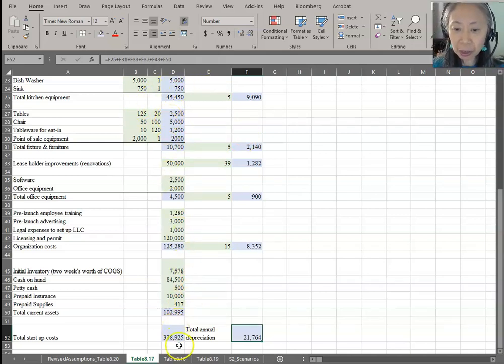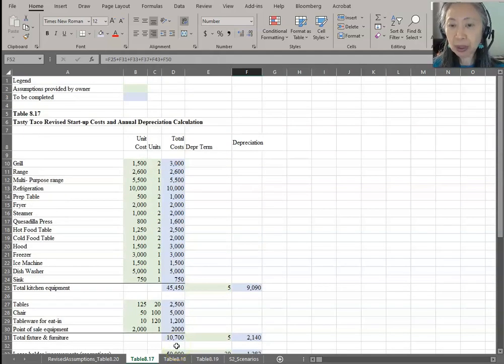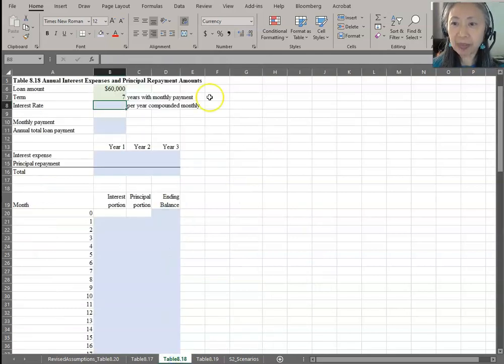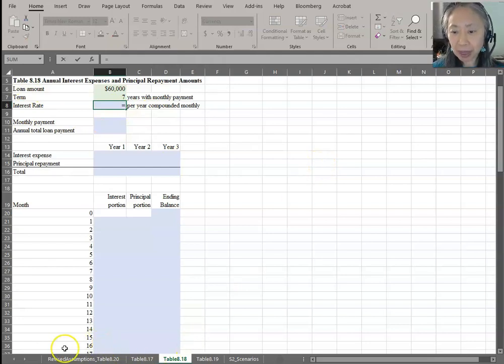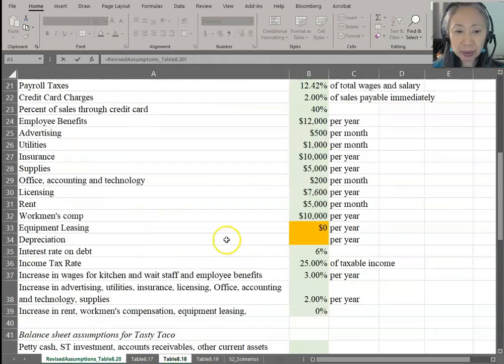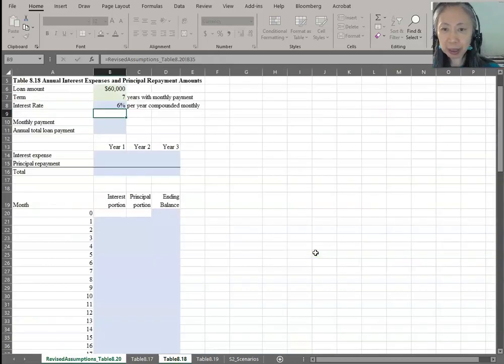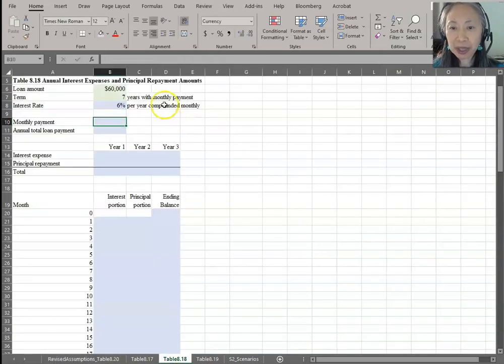The owner doesn't have enough cash to fund the entire startup cost, and therefore he decided that he will take out a loan. Again, all this information is in the textbook. Next, let's take a look at that loan that's located in table 818. The owner is going to take out a $60,000 loan, and it has a 7 year term with monthly payment. The interest rate is actually listed in the assumption page, so we're going to pick that up here. Interest rate is assumed to be 6% in the base case, and that's per year compounded monthly.